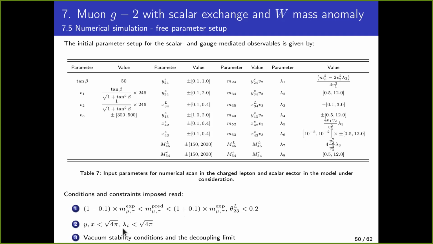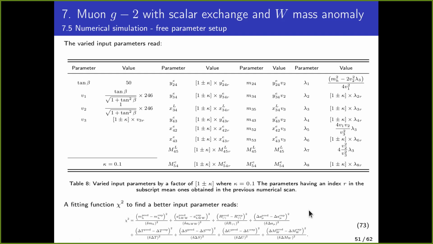Similarly, this quartic coupling constant should be smaller than 4 pi, not the square root of 4 pi. This is a typo. And then I also implemented the vacuum stability conditions as well as the coupling limit. So using the 1 plus minus kappa, I varied these parameters randomly. Using the random walk simulations, I try to converge it.